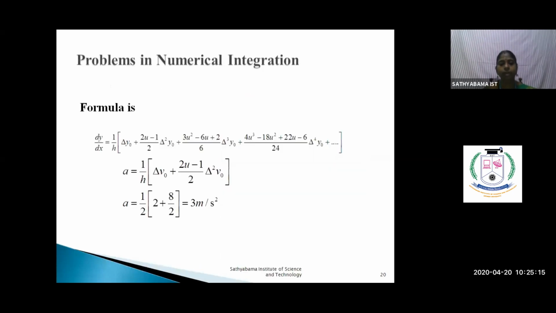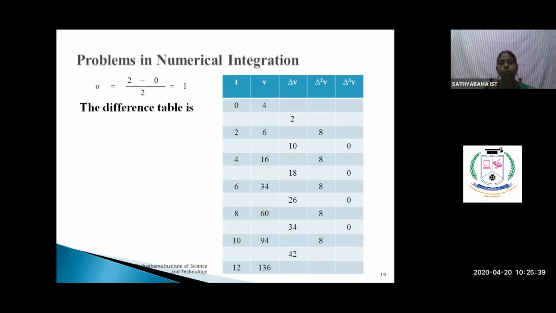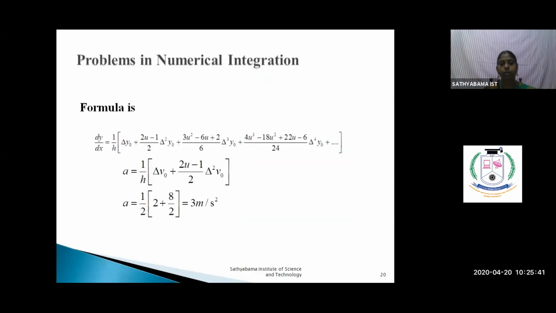Okay, so now you apply the formula. dy by dx. So what is my dy by dx here? dv by dt, that is my acceleration. That is equal to 1 by h into delta v naught, because v only is given in the place of y. So it is delta v naught plus 2u minus 1 by 2 into delta square v naught. What about delta cube? Delta cube is 0. So I have not written that delta cube term here.